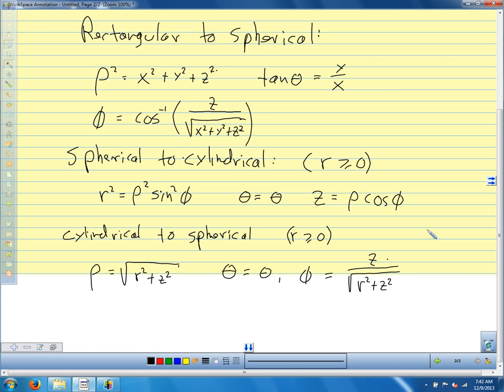Yes, it's still supposed to be inverse cosine. Yes, should be inverse cosine. Thank you. There we go.